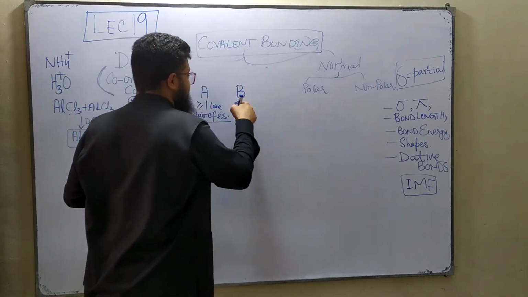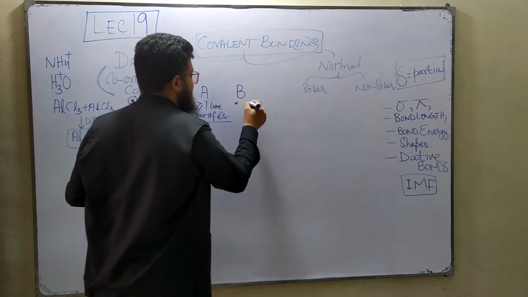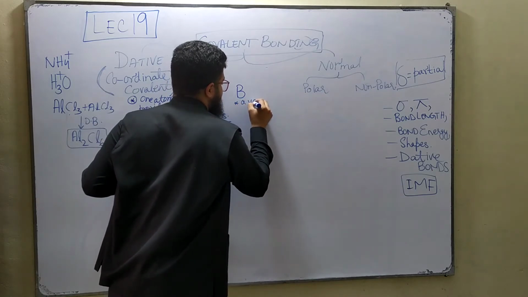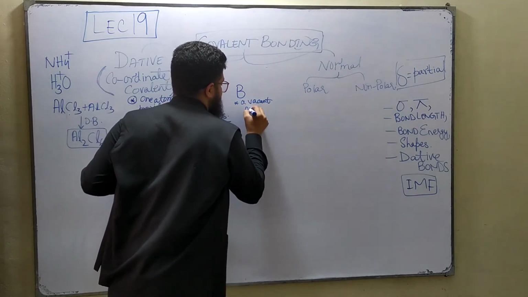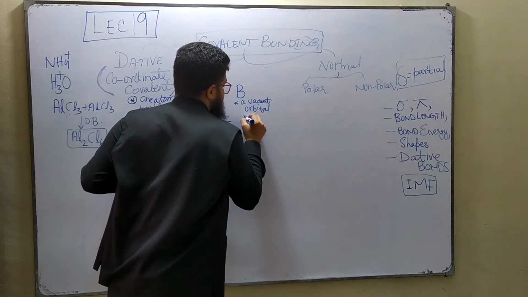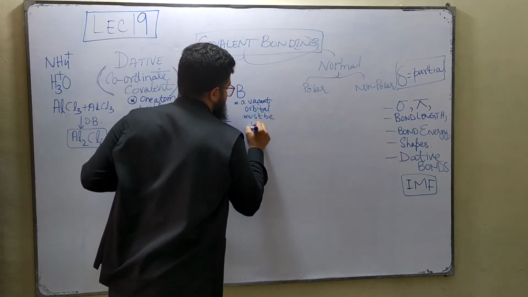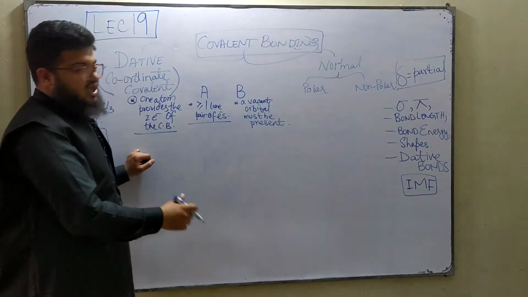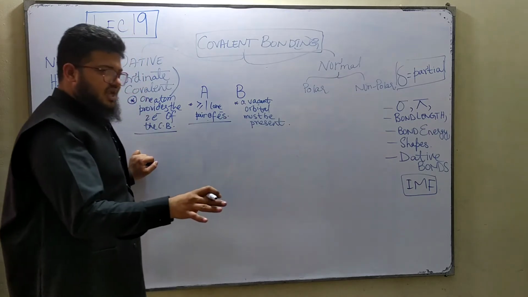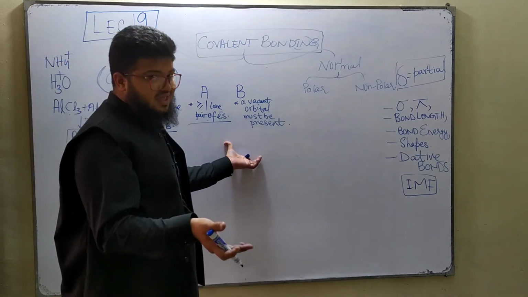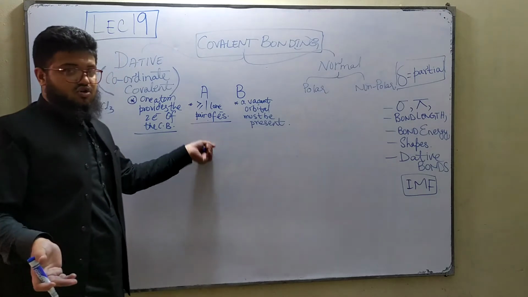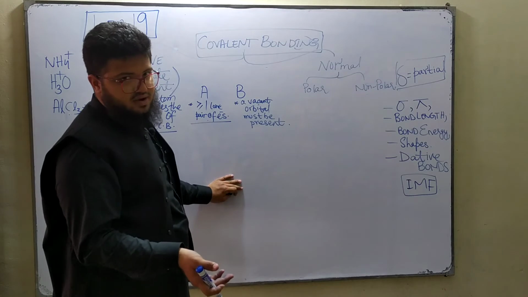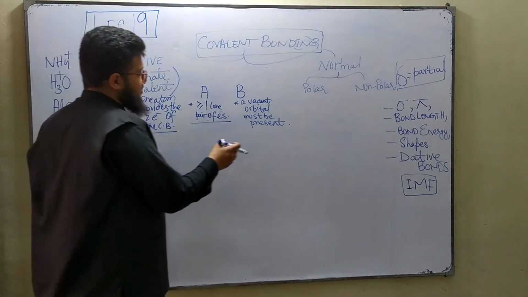In case of B, since B is accepting the two electrons, it must have at least one vacant orbital. A vacant orbital must be present so that it can have room to accept the incoming electrons. Okay, if it is already filled, then it cannot accept the electrons because it won't have any orbital free or empty in order to accommodate the electrons. And if A doesn't have a lone pair of electrons, then of course it cannot give the lone pair of electrons to the other element.